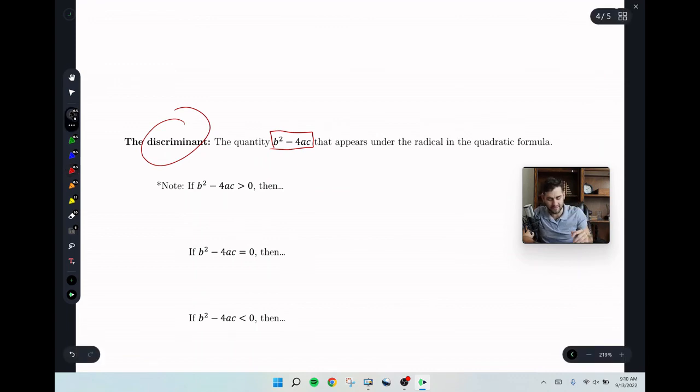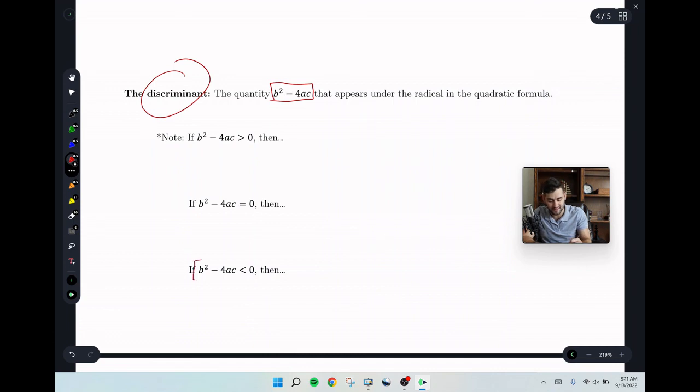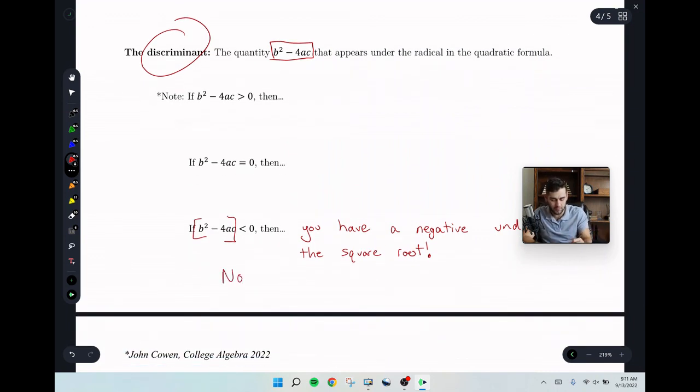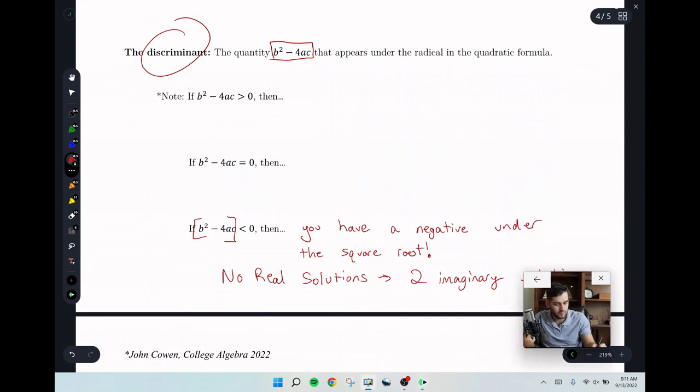So if it's less than 0, I'm going to do that one first because that's the bad case, right? If the discriminant is less than 0, then you have a negative under the square root, which means we can't solve it. So it means there's no real solutions, but if you would guess it, it means there's two imaginary solutions.